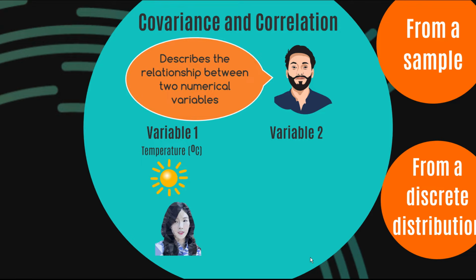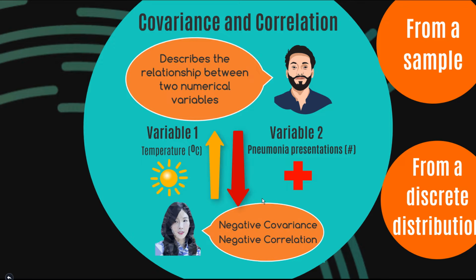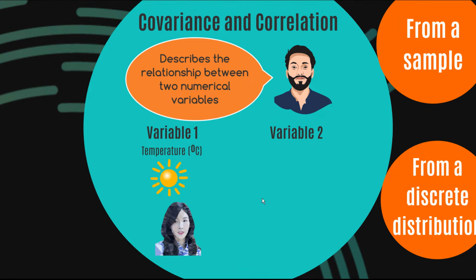So let's imagine now we have a different variable too, and let's say we have pneumonia presentations. So one might think that as the temperature goes up, we actually have fewer pneumonia presentations, because I guess pneumonia is something you suffer with generally when it gets quite cold. So the fact that these two variables are moving in opposite directions indicates some kind of negative covariance or negative correlation.